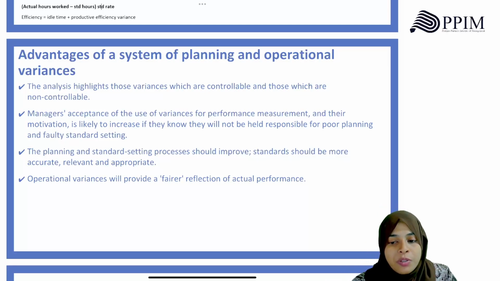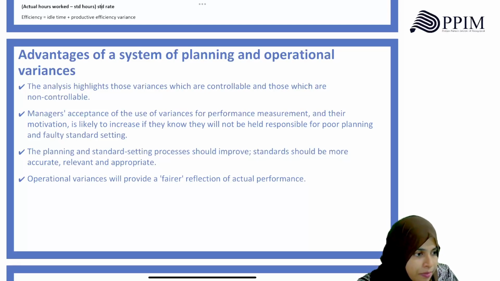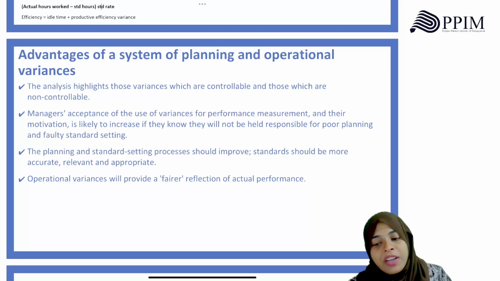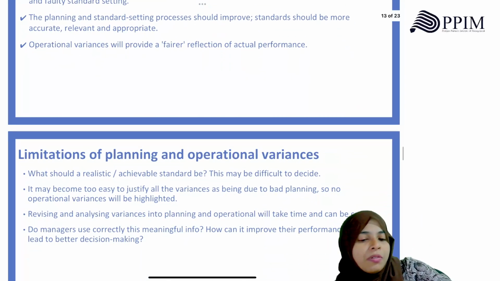Managers' acceptance of the use of variance for performance measurement and their motivation is likely to increase if they know they will not be held responsible for poor planning. If we are not holding them responsible for poor planning, they know that we are not just going to be blamed, right? The planning and standard setting process should improve. Standards should be more accurate, relevant, and appropriate. Operational variances will provide a fairer reflection of actual performance.